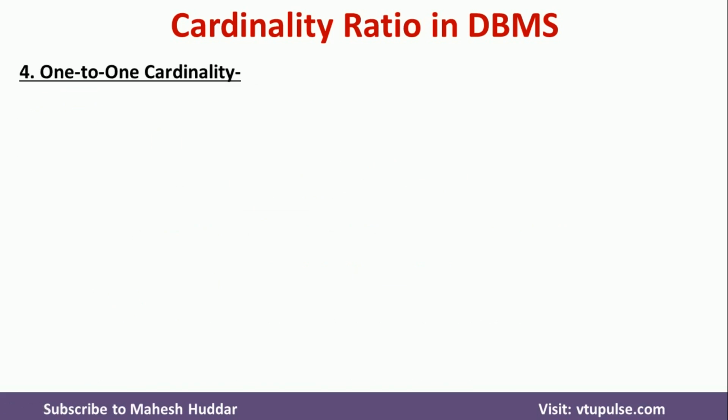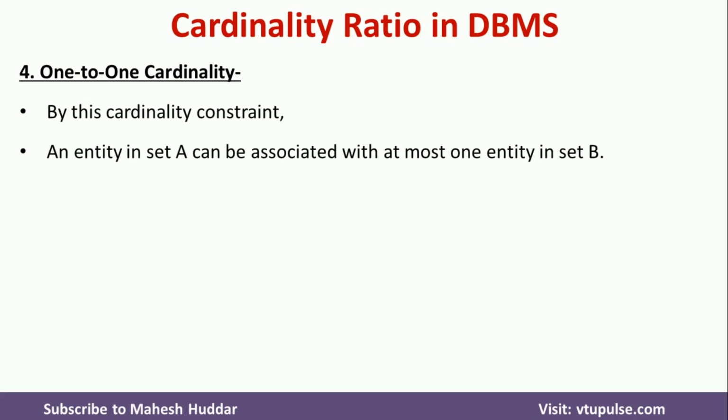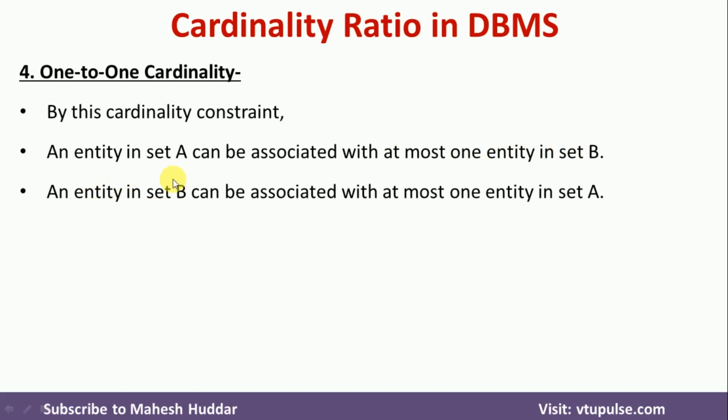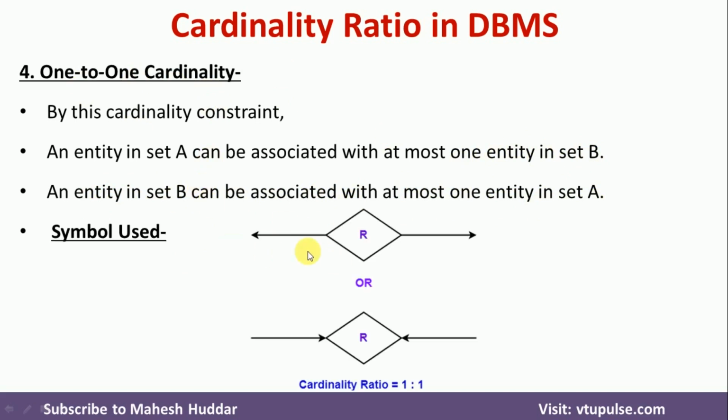The last cardinality ratio is one-to-one cardinality. By this constraint, an entity in set A can be associated with at most one entity in set B. Similarly, an entity in set B can be associated with at most one entity in set A. So that is the meaning of one-to-one cardinality in this case. The symbol used is this one. The arrow is towards both the sets here.